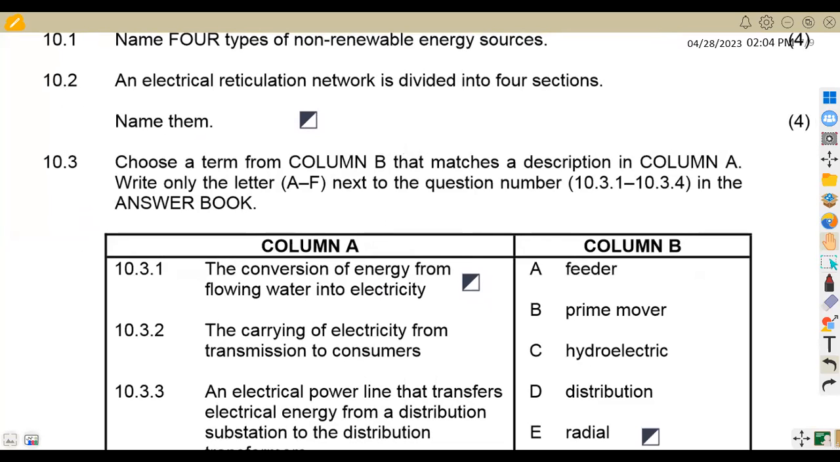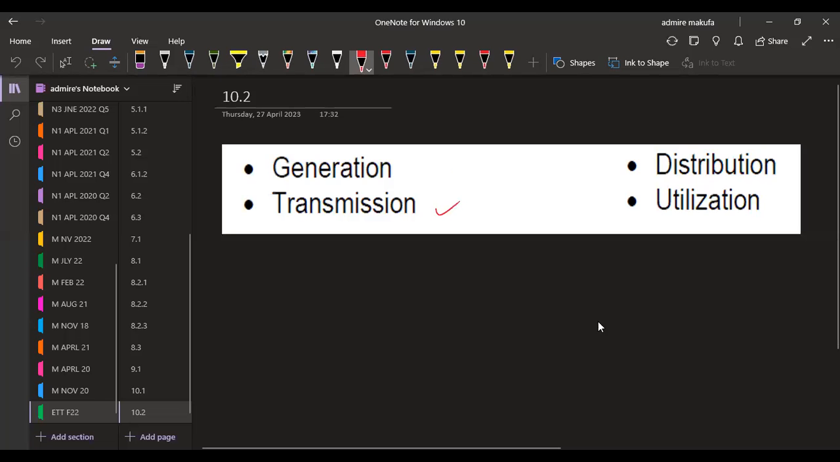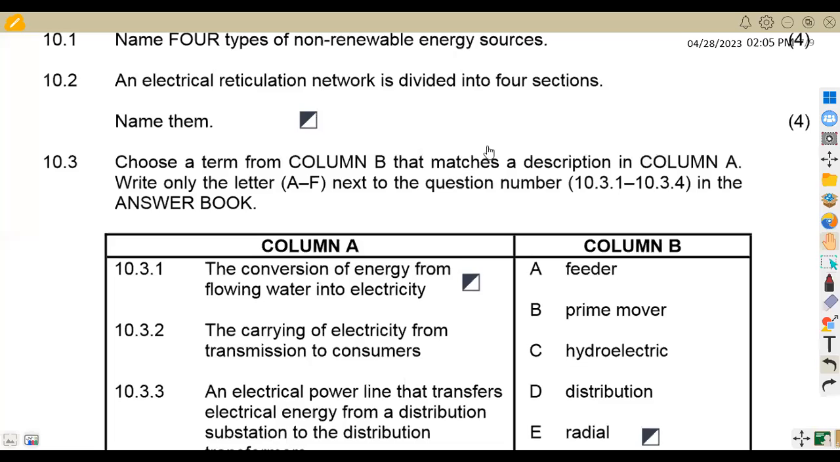All right. So we have in this case the generation, the transmission, the distribution, and the utilization. These are the stages or the important phases that we have in the electrical reticulation network. These are the most important sections, the 4 sections which are given.